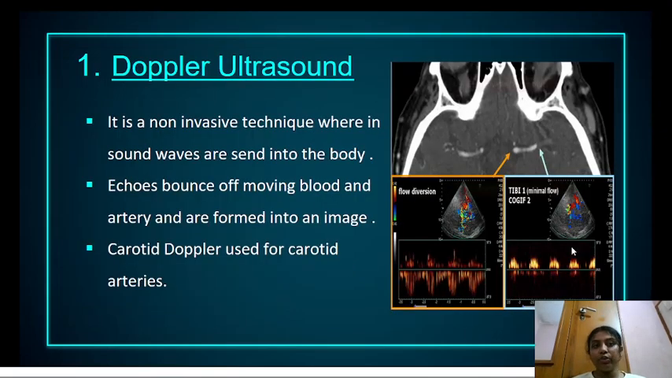Vascular studies include Doppler ultrasound. It is a non-invasive technique wherein sound waves are sent into the body. Echoes bounce off moving blood and arteries and are formed into an image. Carotid Doppler is used for carotid arteries. So these Doppler ultrasounds will measure the velocity of the blood flowing inside the arteries, and will also show if there is any type of obstruction or not. This is an example of transcranial Doppler.